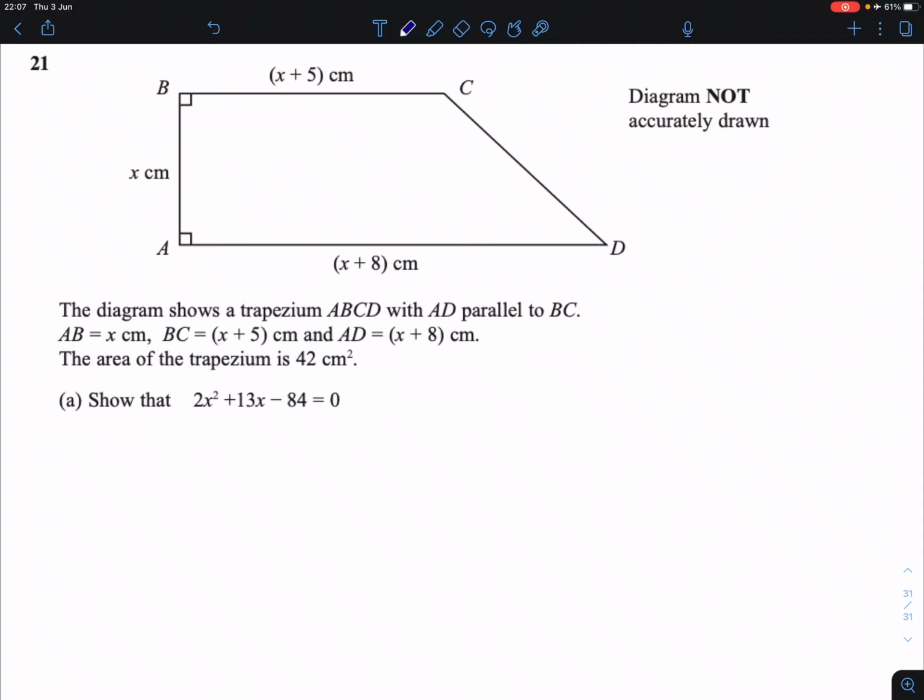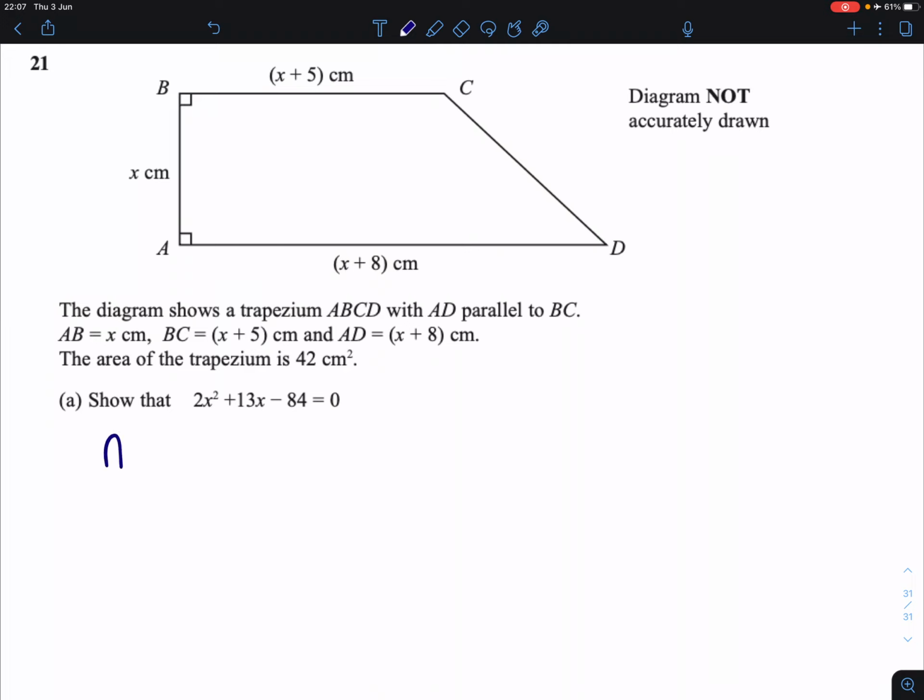Question 21. We have a diagram showing a trapezium ABCD. Lengths x plus 5 and x plus 8 are the parallel sides, and x is the height there. We're told that the area of this trapezium is 42. So the area of the trapezium is clearly going to be a formula that's involved here.